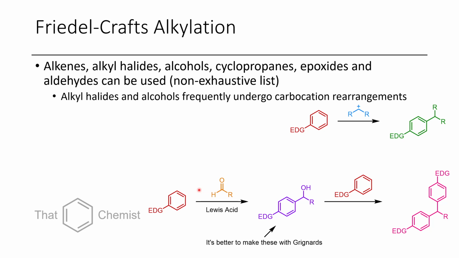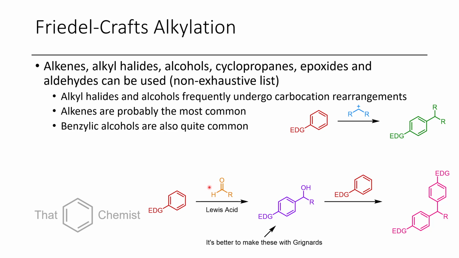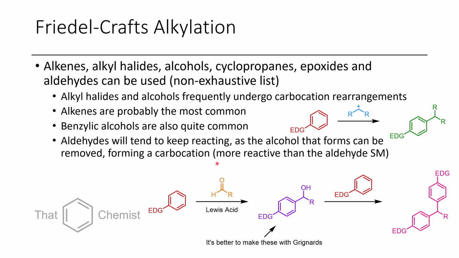Now in this next case, if you were to take an aldehyde, the reason that you don't want to use these is because they can keep reacting. So we form a benzylic alcohol intermediate. This benzylic alcohol is able to get protonated, form a benzylic carbocation, which can then react with another electron-rich arene, forming this di-substituted product, where the R group from the aldehyde is still retained. So it's worth noting that if you're going to try and prepare a benzylic alcohol this way, you'd usually be better off just doing a Grignard reaction.